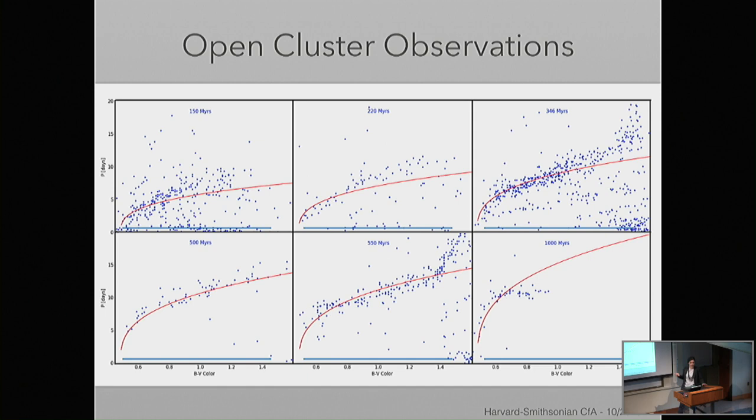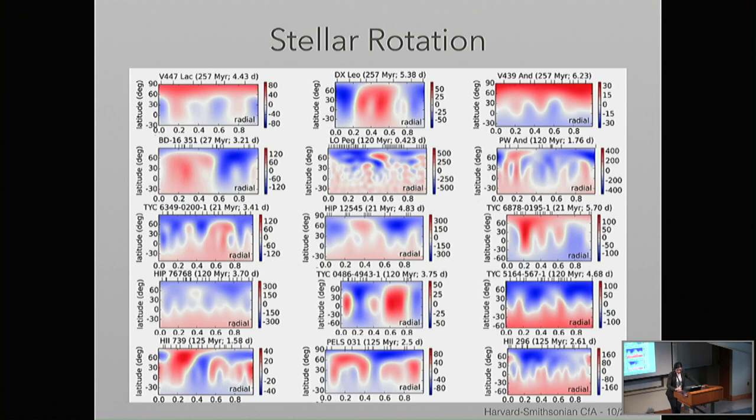So we understand the red branch, but we don't understand the blue branch. And many models have tried to explain this with different levels of success, but most models assume that stars are all dipoles. But if we look at fast rotating stars, they don't look very dipolar at all. They look like they have a lot of complexity in their magnetic field. These are Zeeman-Doppler imaging observations. That's the way we observe the distribution of magnetic fields on the stellar surface.